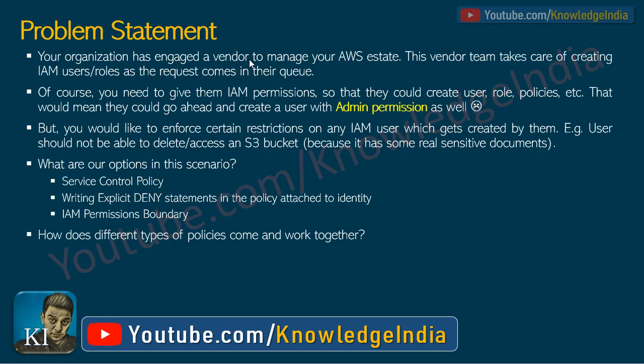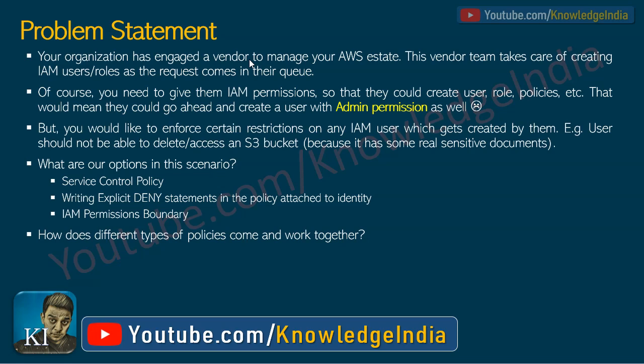In your organization, you have engaged a vendor who's going to manage your AWS state, and this vendor team takes care of creating IAM users and roles whenever a request comes in their queue, right? Now, if you want them to create IAM users or roles, surely you need to give them IAM permissions, right? So which would mean that these guys can go ahead and create a user with a read-only permission as well. They can go ahead and create a user with admin permissions as well, right? Both the things are possible.